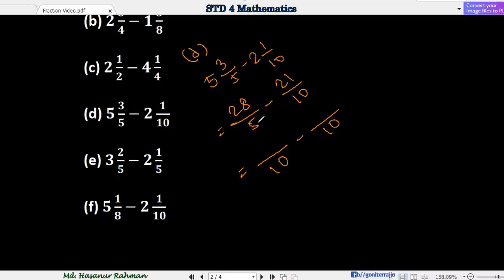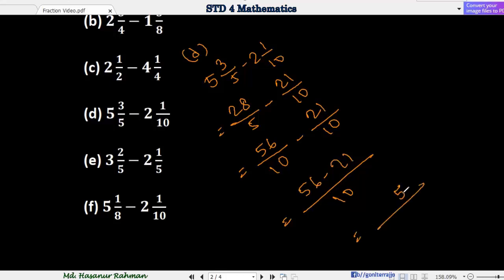So the equivalent fraction of 28 by 5 should be 56 by 10. How? 5 multiplied by 2, that is 10. 28 multiplied by 2, that is 56. So here 21. So the denominator is 10. So we have to subtract the numerator, 56 minus 21. Then what will we get? 6 minus 1, that is 5. And 5 minus 2, that is 3. So 35 divided by 10. So we can convert this one into the reduced fraction.